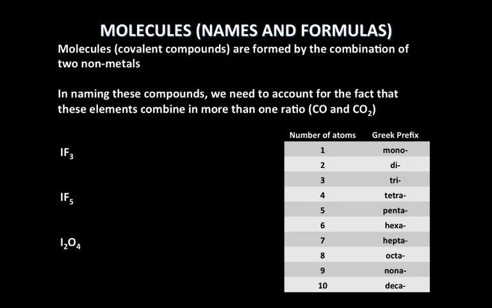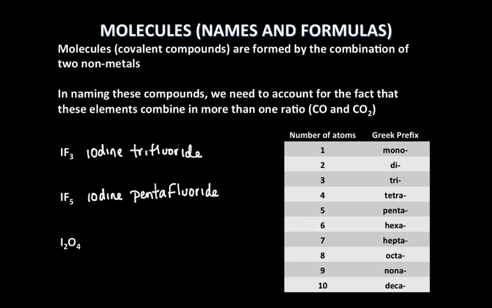And to do that, we're just going to indicate the number of each type of atom that we have by using the appropriate Greek prefix. So for IF3, the name of that compound is simply iodine trifluoride, where the tri just indicates that we have three fluorides, or three fluorine atoms. And for IF5, the name of that compound is just going to be iodine pentafluoride, where the penta indicates that we have 5 fluorine atoms.